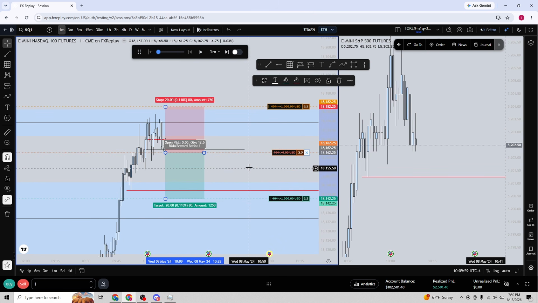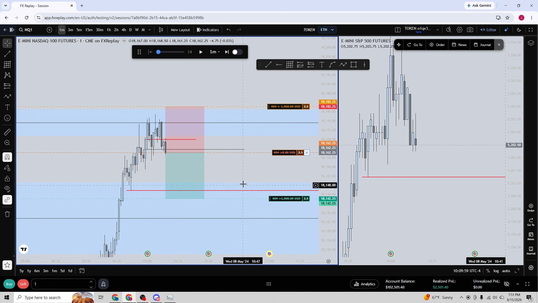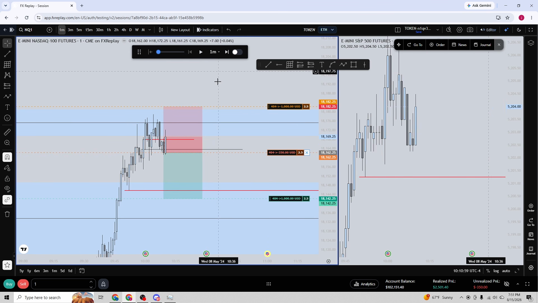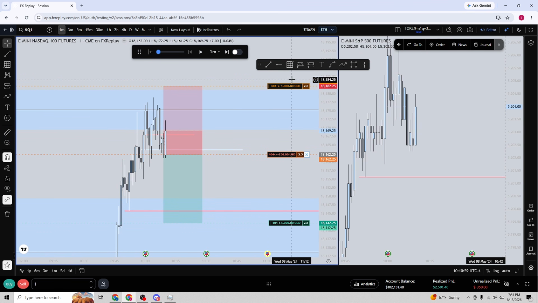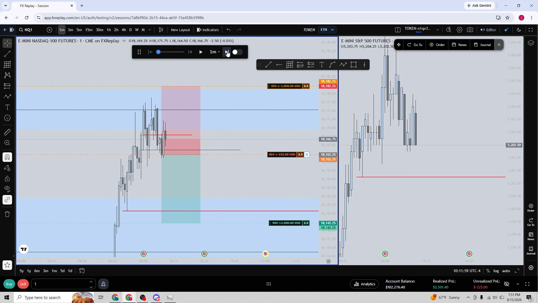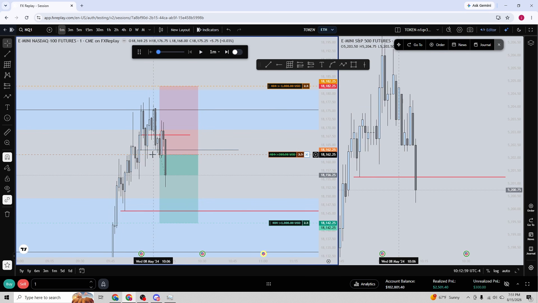And this is the good thing about backtesting as well. You can understand and visualize what you should or shouldn't take when the live markets actually happen. So yeah, let's just play out price. Okay, that's not what I like to see. Okay, really nice close. We're treating this as an order block now.